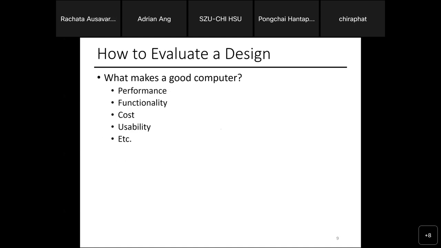So here's the question, how to evaluate a hardware design? The obvious metric, performance, how fast is my CPU? How fast is my GPU? Right, but there's also more things like functionality, cost. When you buy a new computer, cost is a big factor. You have a limited budget. No one can afford a Mac Pro. Yeah, it's true. It's really expensive. Usability, right, and these are things that would make a good computer.